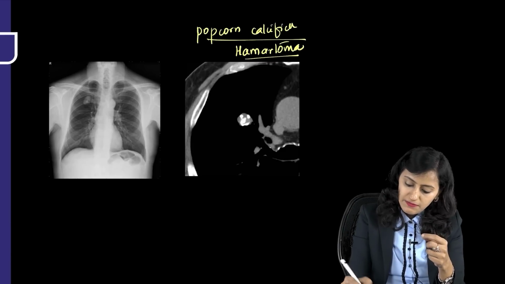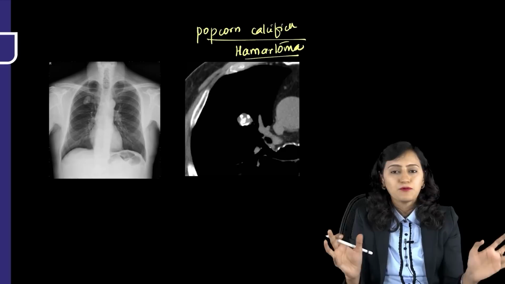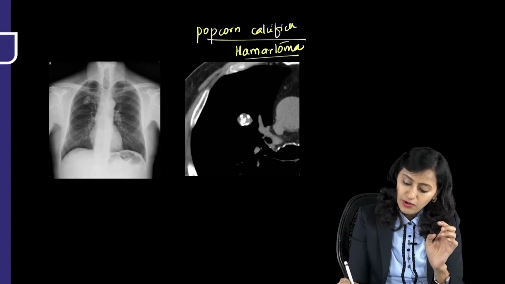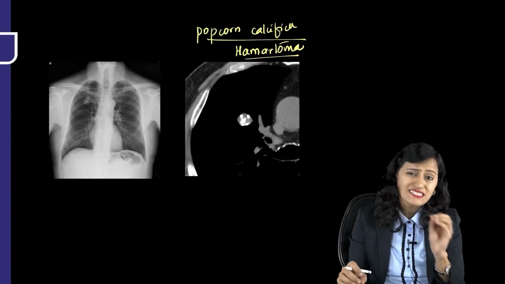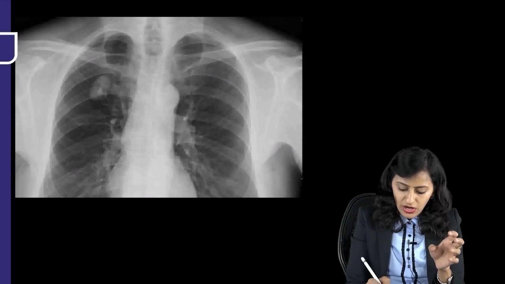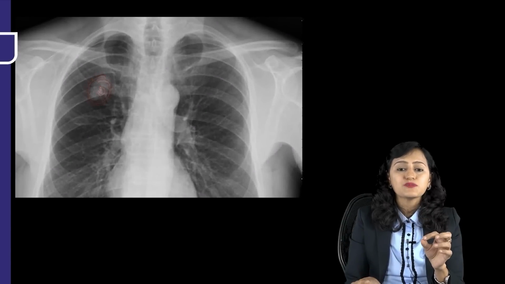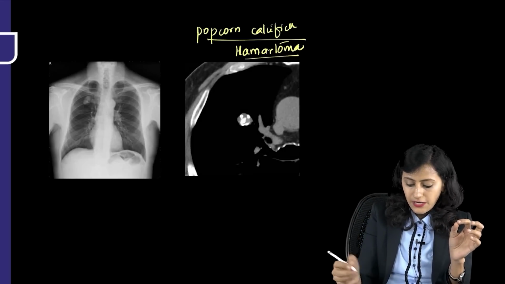So you can remember it as "hamara tomara popcorn," right? Sharing the popcorn in the movie, hamara tomara popcorn. Hamartoma gives the popcorn calcification, that is chunky calcification. So this is the lung lesion with this chunky calcification, that is the popcorn calcification. A lesion with the popcorn calcification is hamartoma.